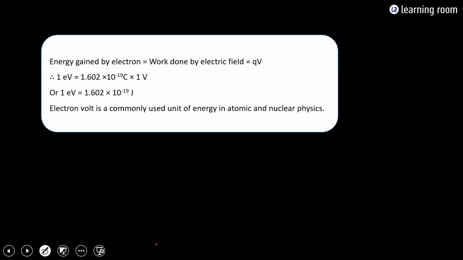And generally, electron volt, as I mentioned, is a commonly used unit of energy in atomic and nuclear physics. So in the next 3 chapters, we'll be using only electron volt. We will not use joule at all. So if anywhere you find joule, you will always have to convert it to electron volt. Is that clear? So I hope work function has got registered in your mind.